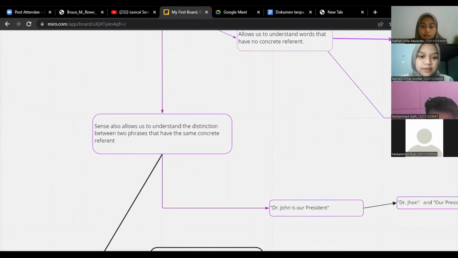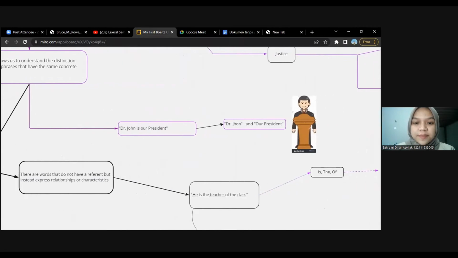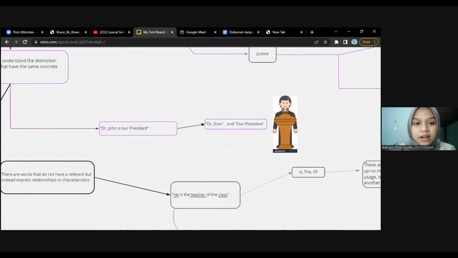Sense also allows us to understand the distinction between two phrases that have the same concrete reference. For example, here, when we hear that Dr. John is our president, in this particular sentence, both the phrases Dr. John and the president refer to the same person, this guy right here. Therefore, they have the same concrete referent, but the sense of each phrase is different.